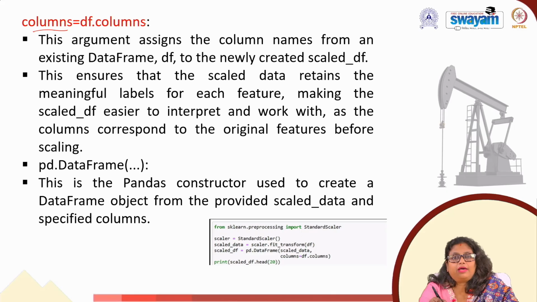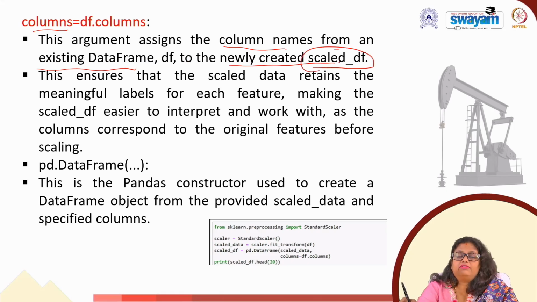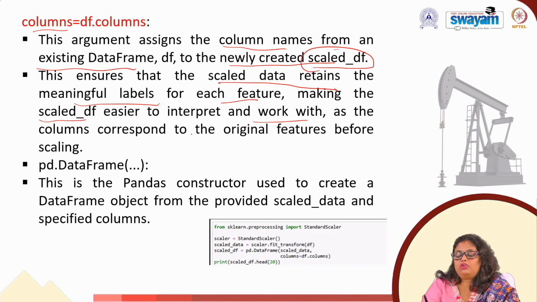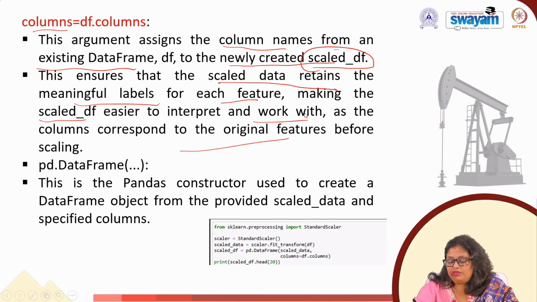Okay, so this argument assigns the column names from the existing data frame df to the newly created scaled_df data frame. So what does it ensure? It ensures that the scaled data retains a meaningful label for each feature, making the scaled_df easier to interpret and work with, as the columns correspond to the original features before scaling. Okay, so this is the one.